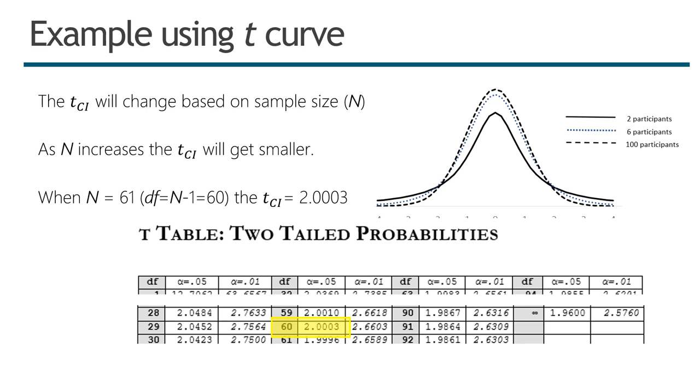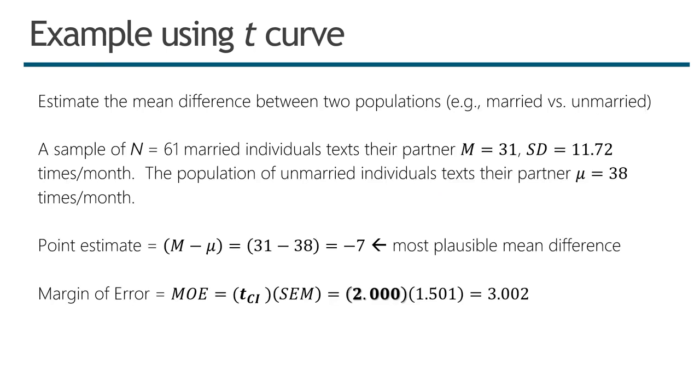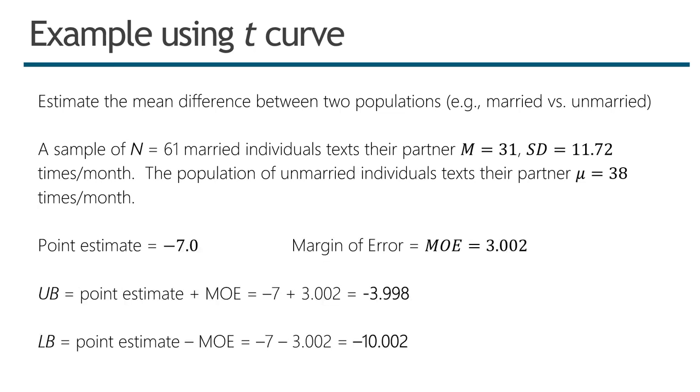So again, using the DF of 60 and the alpha 0.05, you'll find that the TCI is 2.0003, or essentially 2. Now that we have all of the components, we can compute our point estimate and our margin of error. Our point estimate again was -7, and our margin of error was about 3. Using the point estimate and the margin of error, we compute the upper bound to find it to be about -4, and we compute the lower bound to find it to be about -10.